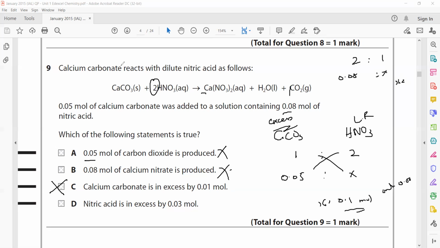We have more than enough. And how much extra do we have? Because the ratio is 1:2, so 0.08 will be X, cross multiply. So 0.04 we need, but we have 0.05, so it shows that calcium carbonate is in excess by 0.01.